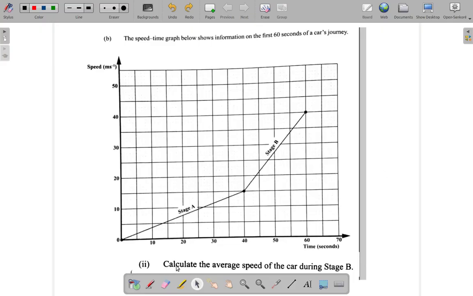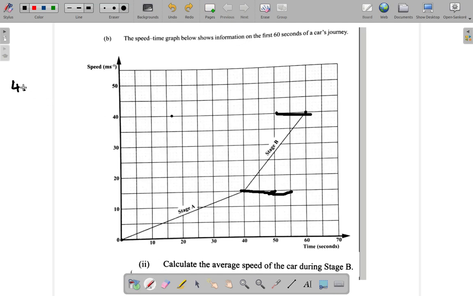In part two, you're asked to calculate the average speed of a car during stage B. Let's see something here. You have two different speeds. The speed changes from a low speed of 15 to a high speed of 40.